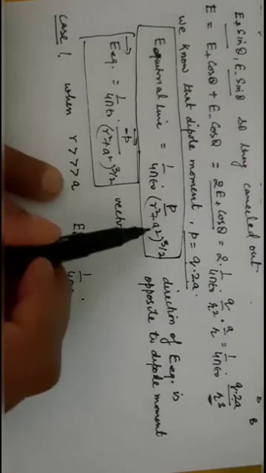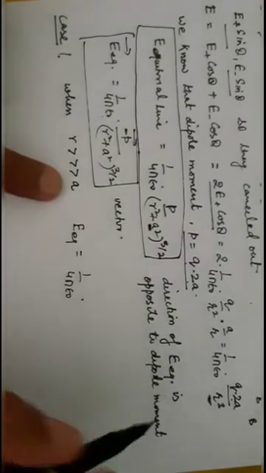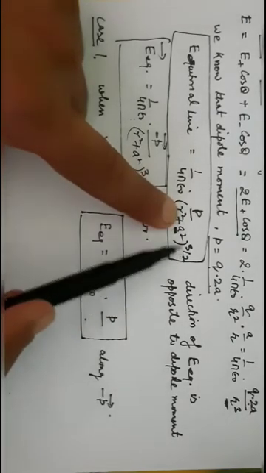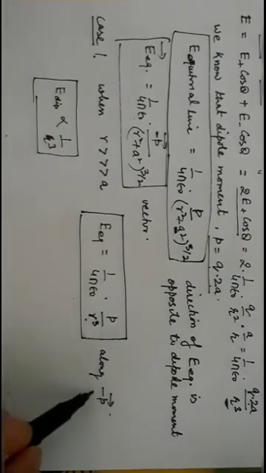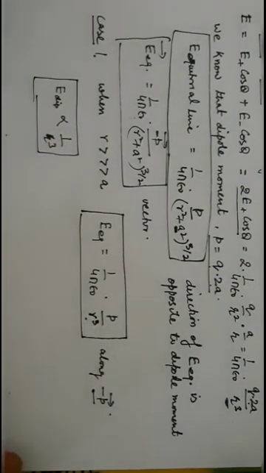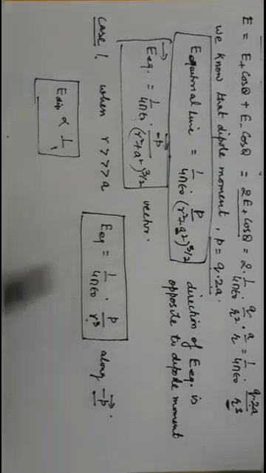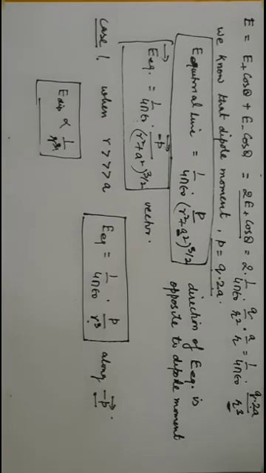If you see this diagram, a is neglected, a is 0, so it becomes r square. This square cancels out and it becomes r cube. So it is p upon r cube along minus p, along the opposite to the direction of dipole moment. Note that the electric field due to a dipole is inversely proportional to the cube of distance. Again, the electric field due to a dipole dies out faster as compared to the electric field due to a point charge.